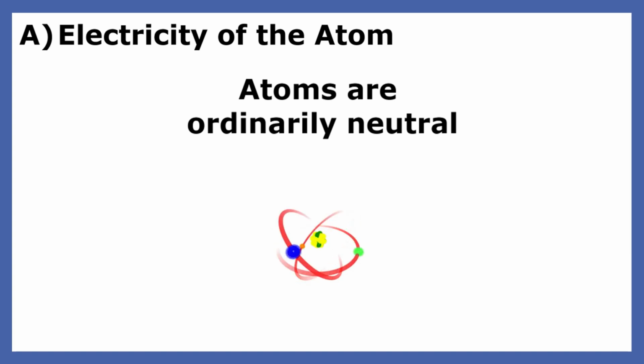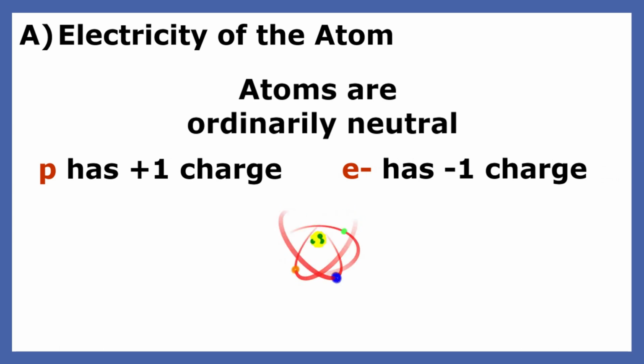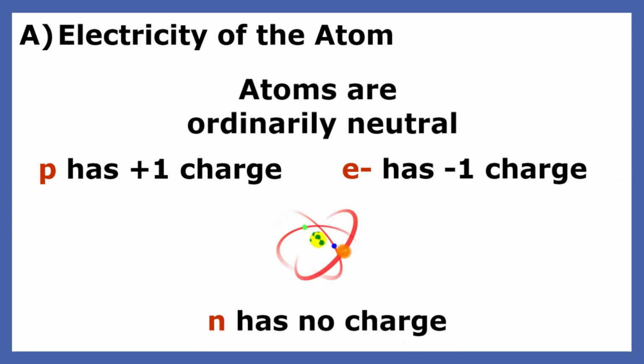The source of all electrical charge is found in the atom. Atoms are ordinarily neutral, which means the number of positive charges equal the number of negatives. There are three particles in the atom: the proton with a charge of +1, the electron with a charge of -1, and the neutron that has no charge at all.